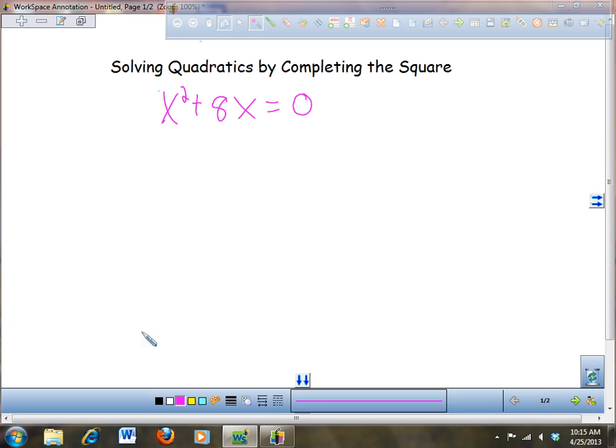Today, class, we're going to learn about solving quadratics by completing the square, which is a very useful method for solving quadratic equations.